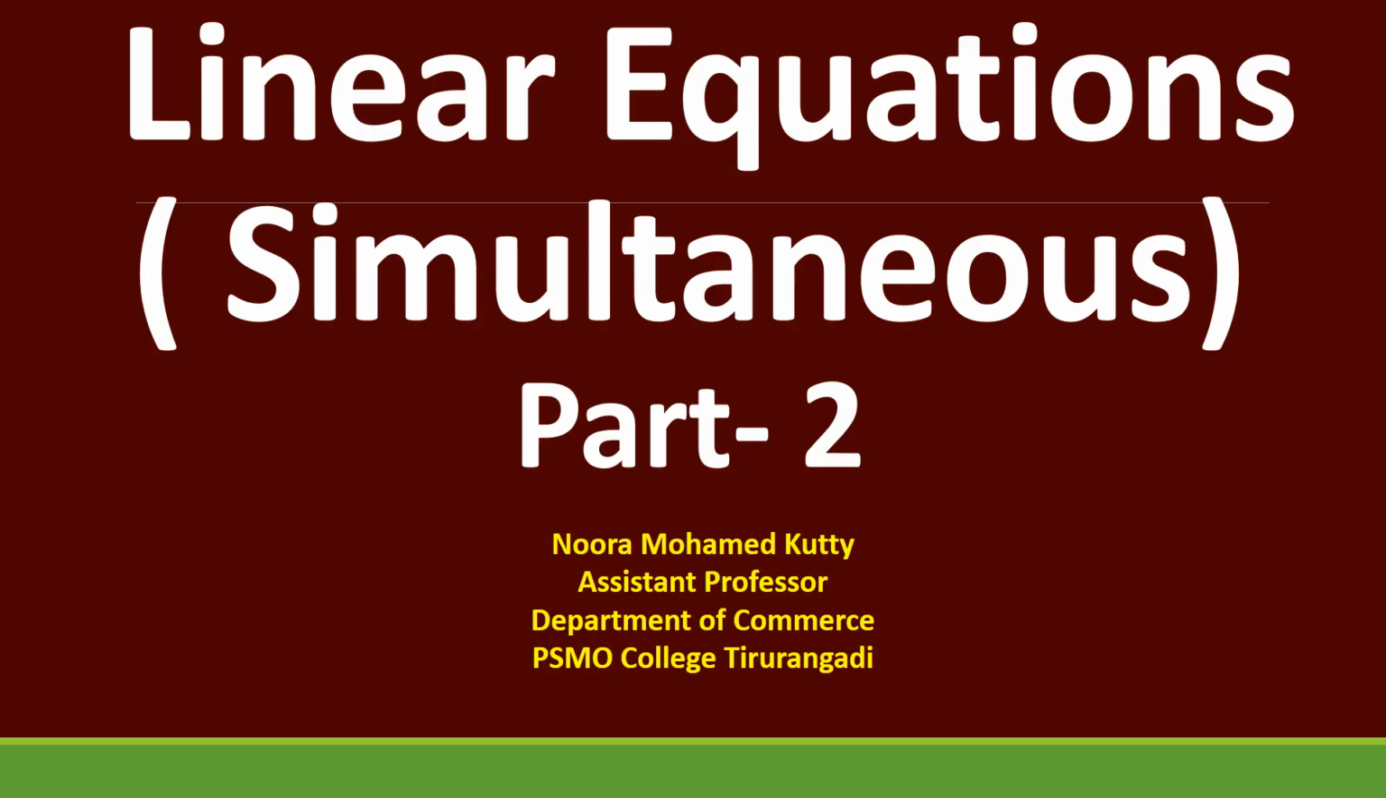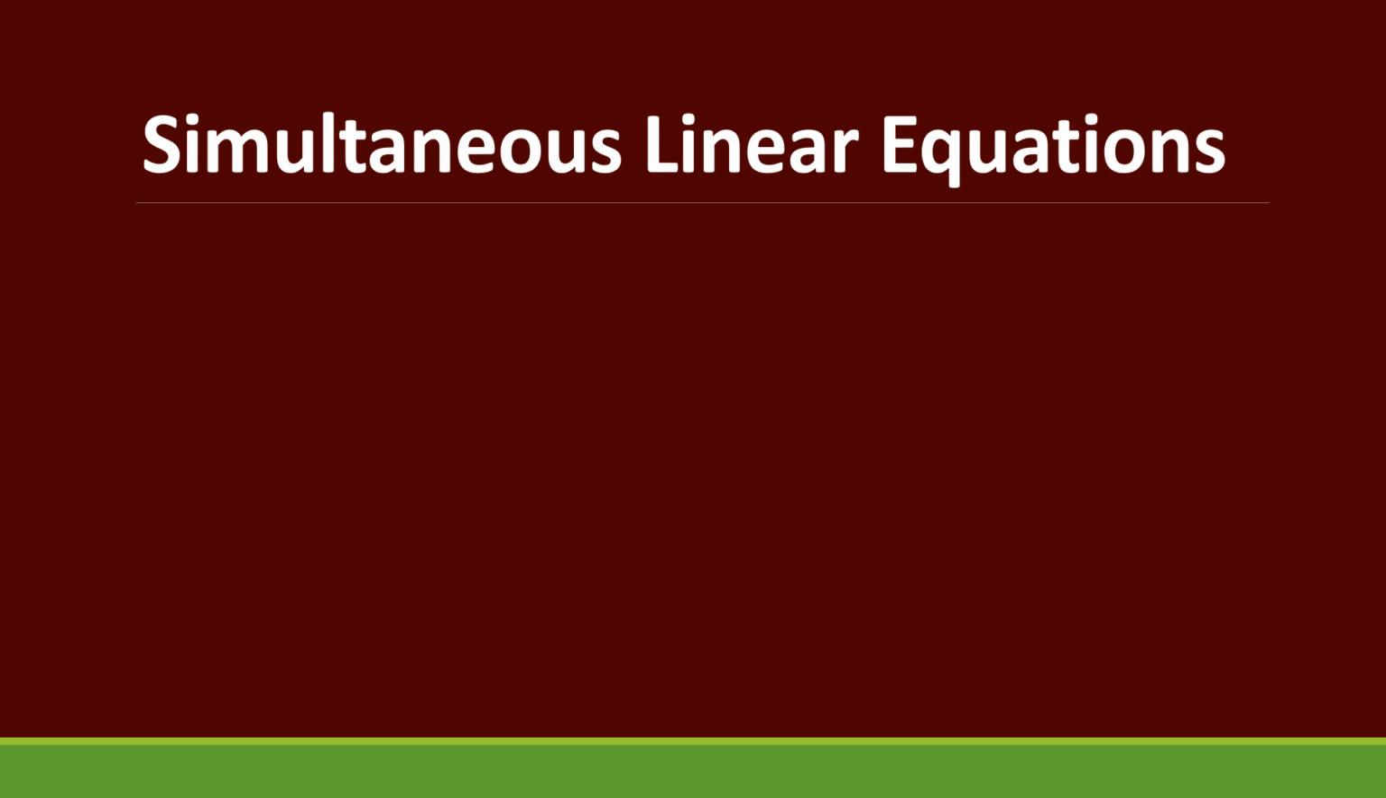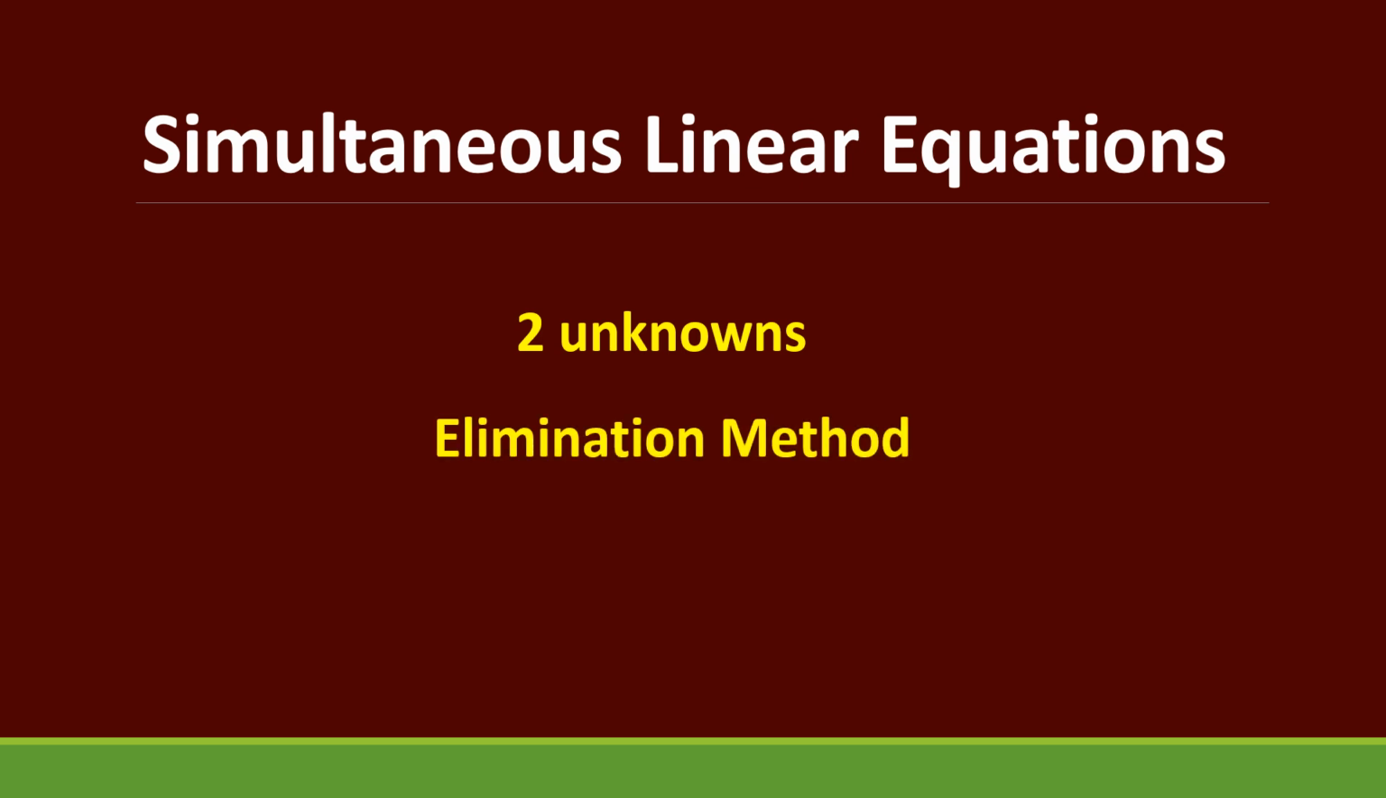In this video, we are going to study how to solve simultaneous linear equations in two variables. Simultaneous linear equations in two unknowns can be solved either using the elimination method or by the substitution method. Both of these methods can be explained here using examples. First of all, let us consider how to solve a simultaneous linear equation problem using the elimination method.